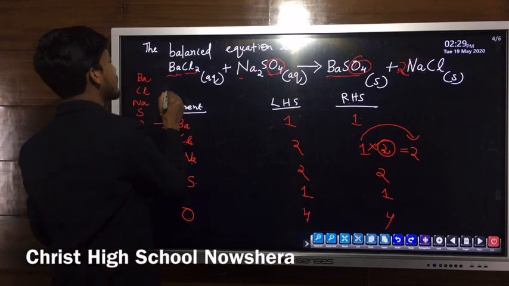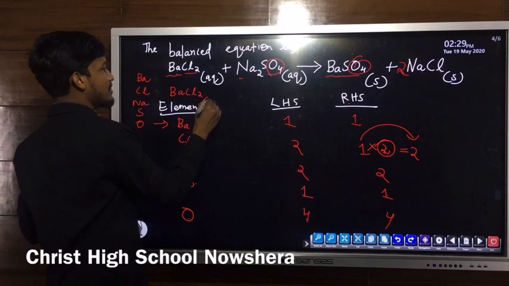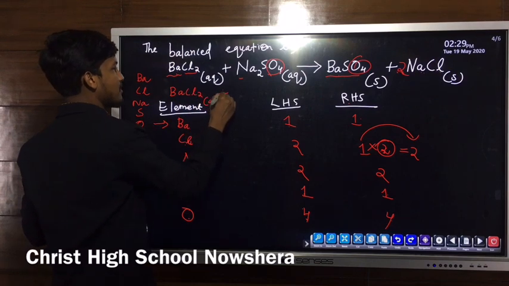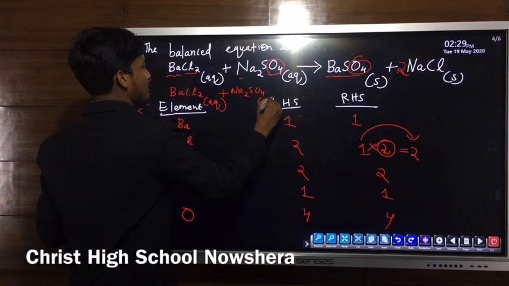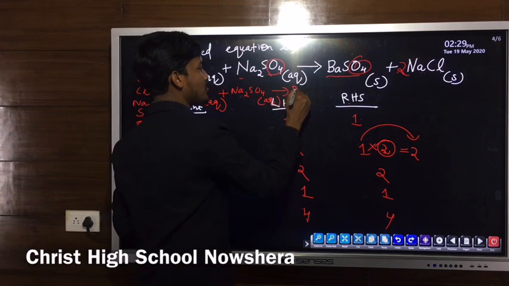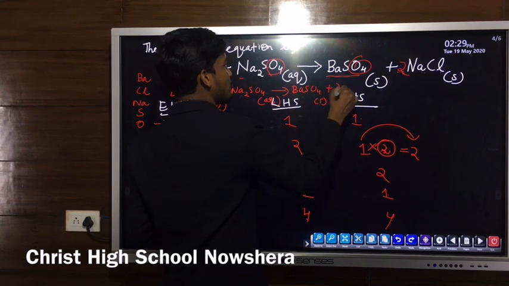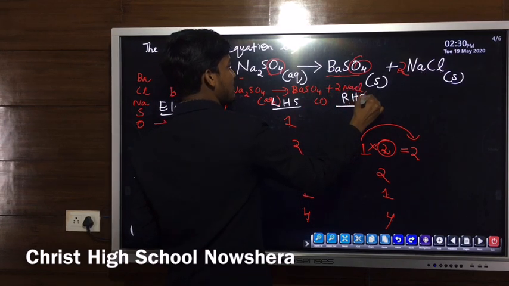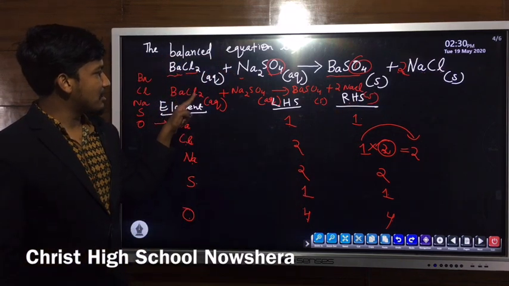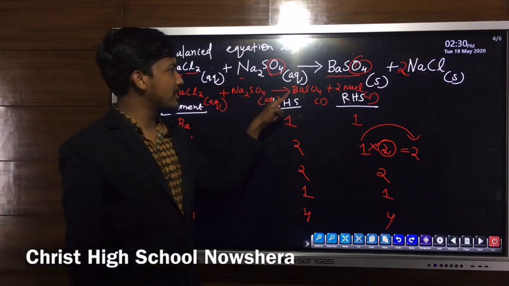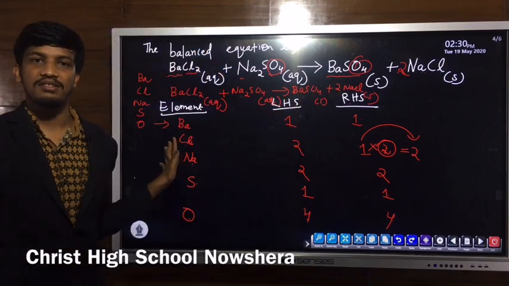We have the answer. The balanced equation is an aqueous solution of BaCl2 plus Na2SO4 gives BaSO4 solid plus 2NaCl. So this is the answer. The balanced chemical equation is BaCl2 plus Na2SO4 gives BaSO4 plus 2NaCl.